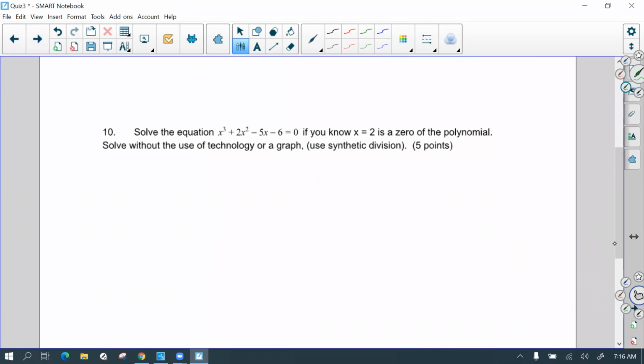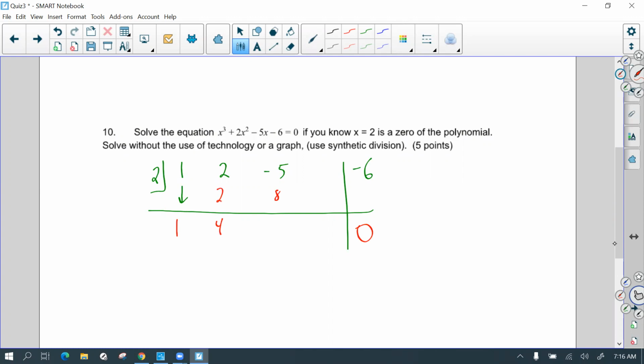Last, find all the zeros, knowing that 2 is a 0. So if 2 goes into the window of my synthetic division, then I should get 0 in the end. I should have a remainder of 0. And I do. So this just verifies that 2 is a 0. And what am I left with?